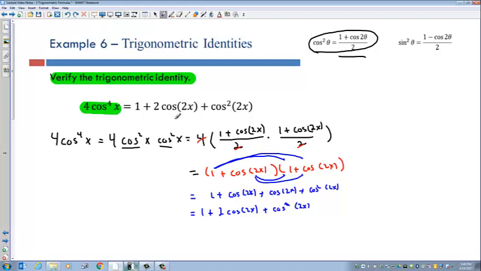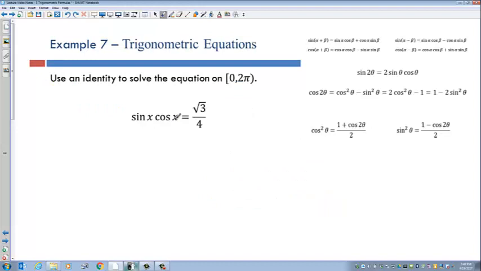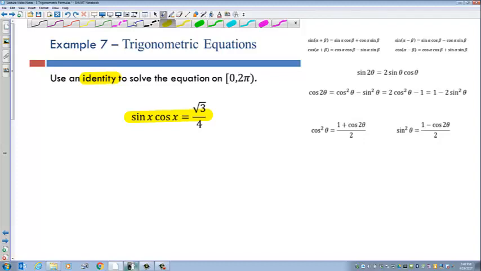So the last example I want to do involves solving an equation, and it says use an identity to solve the equation on 0 to 2 pi. And so here's my equation, sine of x times cosine of x equals square root 3 over 4. And I have to use an identity, or a formula, I guess. They probably should say formula here. But it's easy to see which one you're going to use.